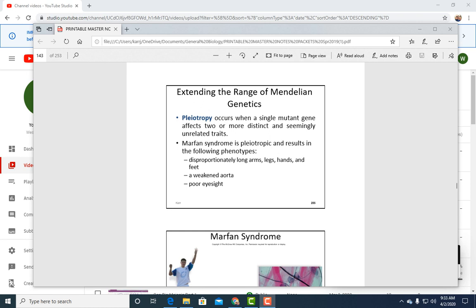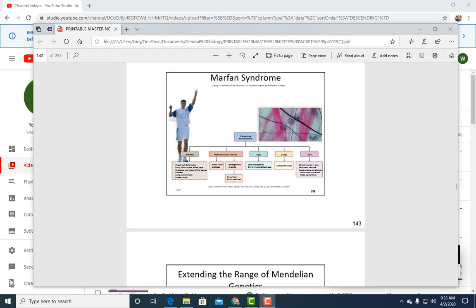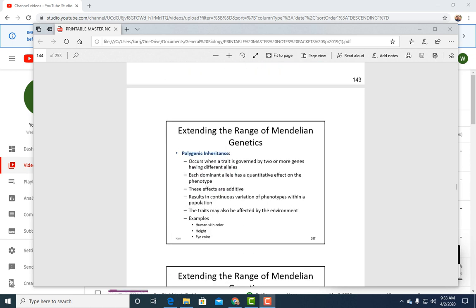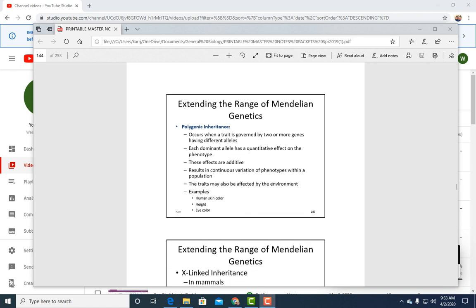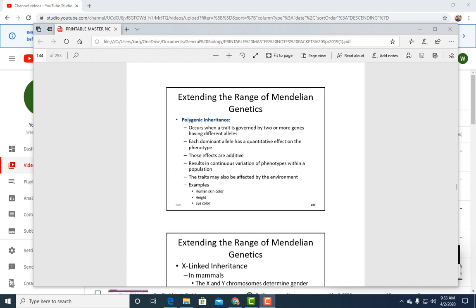Another concept related to genetics in humans is polygenic inheritance. Sometimes we see alleles that are carried on two or more chromosomes, and they result in a variety of phenotypes with a variety of characteristics. For example, human skin color. Some people can be very dark skinned, medium skinned, light skinned. Those are controlled by alleles on multiple chromosomes.